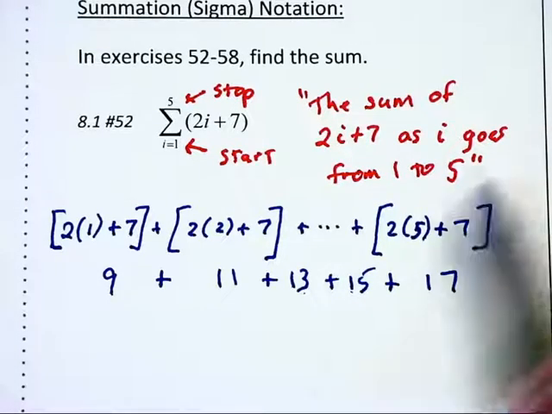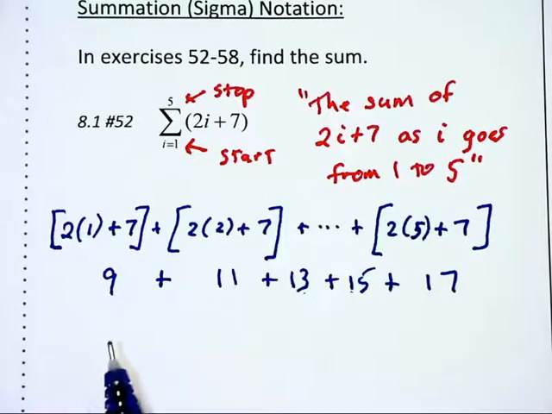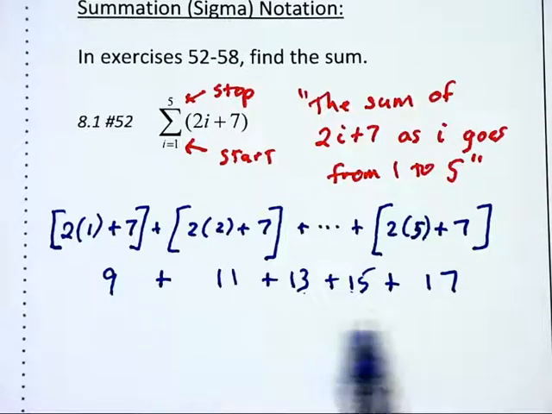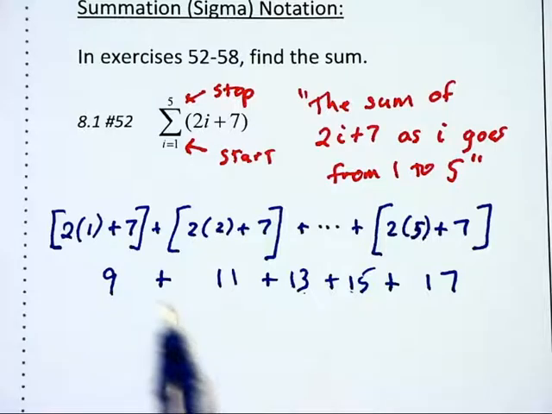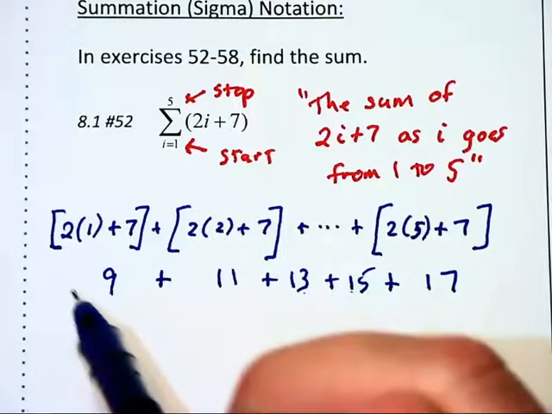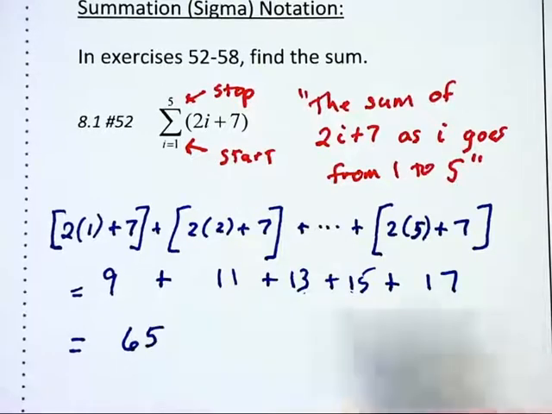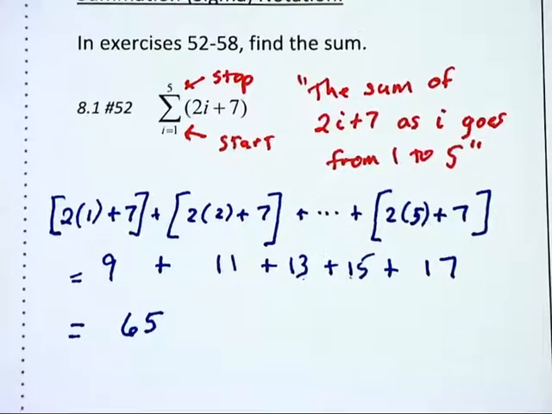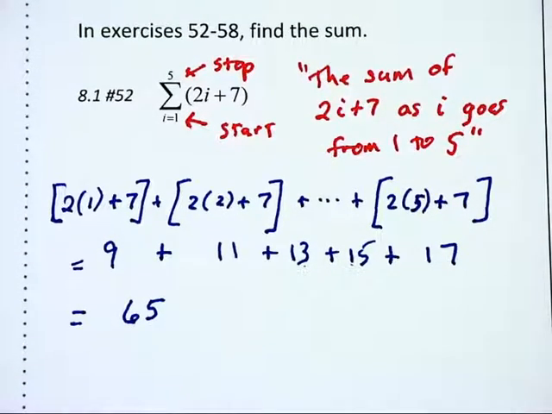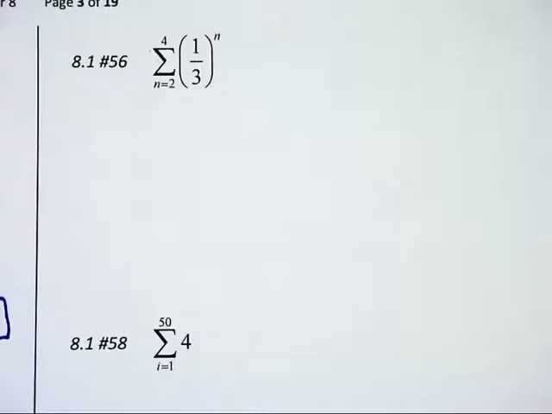Now this is no longer a sequence, this is a series because we have plus signs between the different terms, and this is going to equal 65. Whenever you are dealing with summations, the directions usually say evaluate or find the sum. Okay, let's try this again.